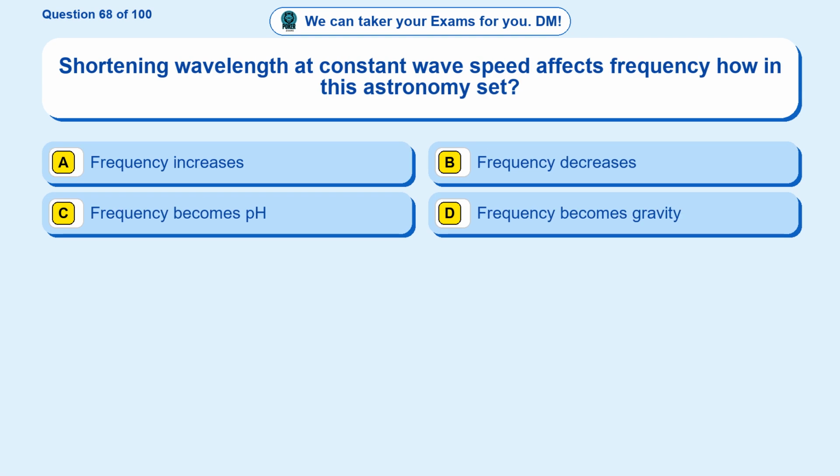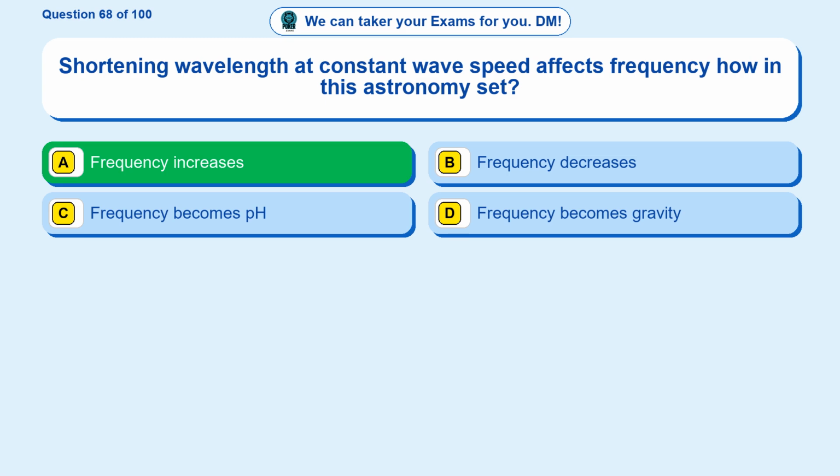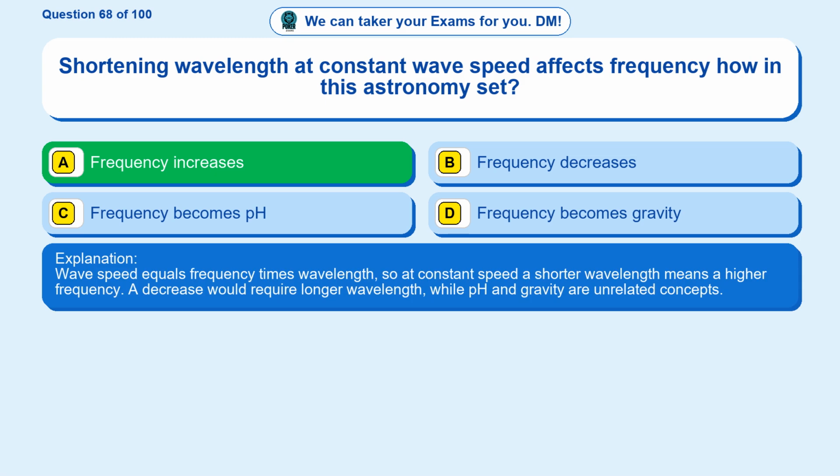Question 68. Shortening wavelength at constant wave speed affects frequency how in this astronomy set? Option A, frequency increases. Option B, frequency decreases. Option C, frequency becomes pH. Option D, frequency becomes gravity. The correct answer is option A. Frequency increases. Wave speed equals frequency times wavelength, so at constant speed a shorter wavelength means a higher frequency. A decrease would require longer wavelength, while pH and gravity are unrelated concepts.